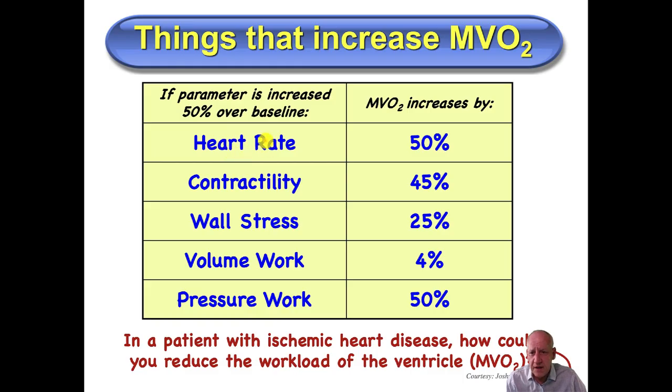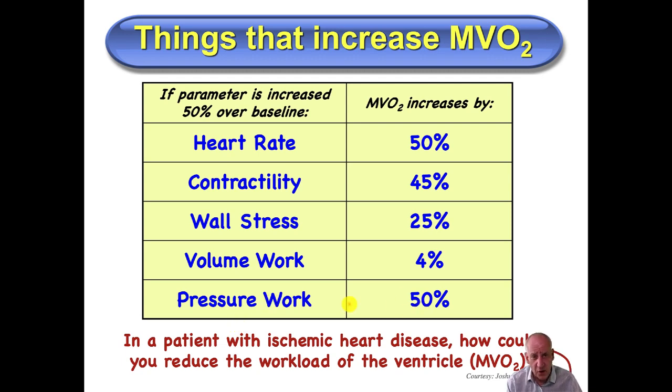If heart rate is increased 50% over resting, the MVO2 will increase by 50%. Makes sense. If ventricular inotropy, contractility, is increased 50%, the MVO2 will increase by 45%. A 50% increase in volume work is not that energetically expensive, only a 4% increase in MVO2. But pressure work is far more expensive.